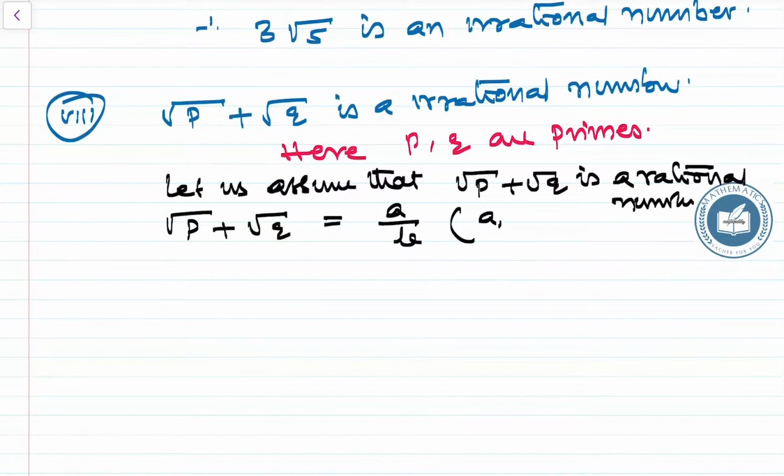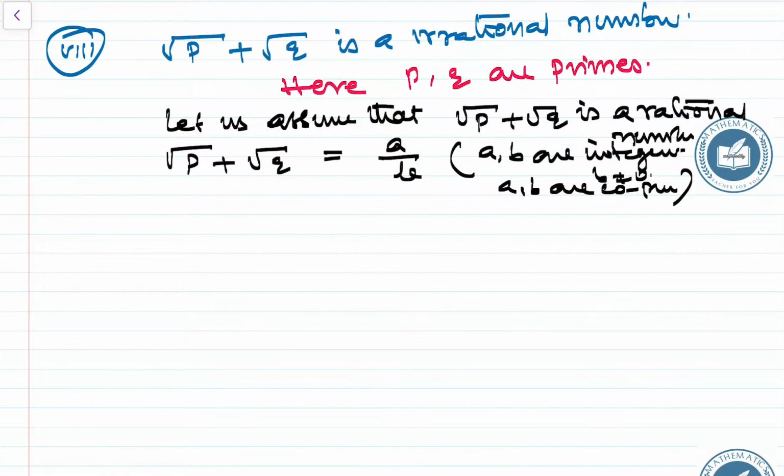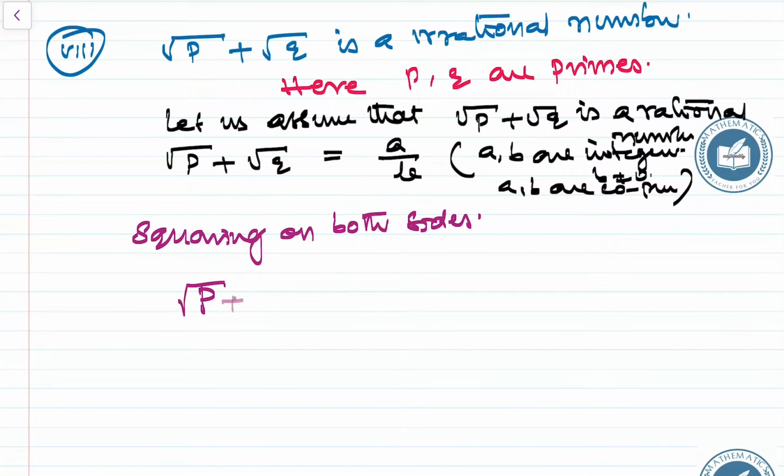Already p and q are given. Here also a and b are integers and b not equal to 0. So here a, b are co-primes, right? Same process, squaring on both sides. So this becomes (root p plus root q) whole square equal to (a by b) whole square.